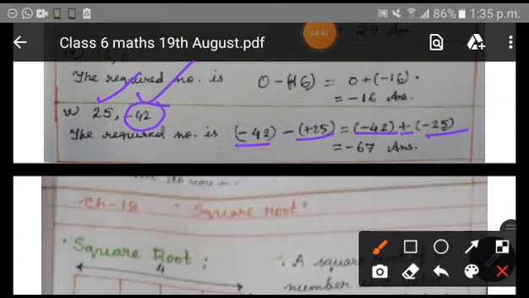And after that we are adding, whenever we are adding two negative integers, we put the minus sign and add their absolute values. That means 42 plus 25, you are getting 67, and since both the numbers are having minus sign, you are getting minus 67.